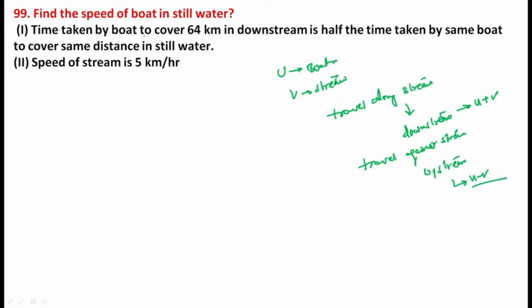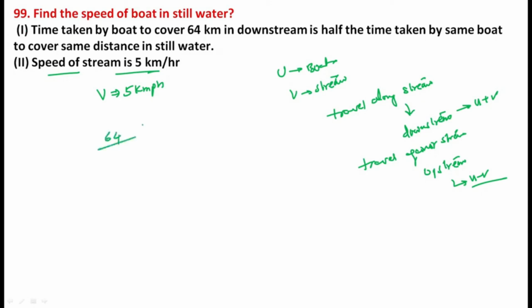Time taken by the boat to cover 64 kilometers downstream is half of the time taken by the same boat to cover the same distance in still water. Speed of the stream, directly given, is equal to 5 kilometers per hour. So we need to find the speed of the boat. Now for the first information, guys, definitely we require both together. Both the equations are required for solving this question.